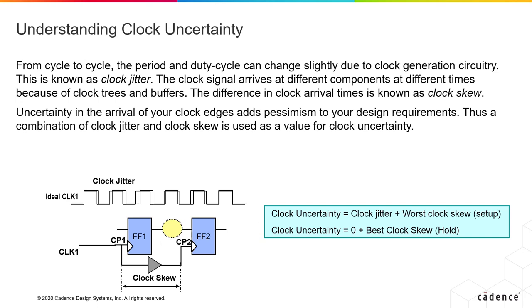Because we're talking about real clocks, these clocks are generated by clock oscillators or PLLs. There is an uncertainty in the period and the duty cycle of the clock, because of the circuitry that is generating these clocks. This is considered as clock jitter. Each clock oscillator comes with a datasheet, in which the clock jitter is listed.